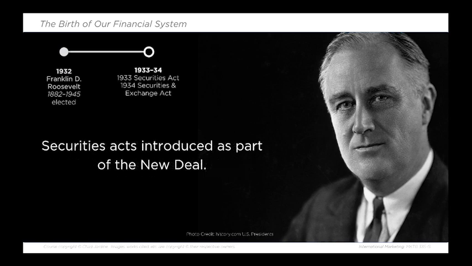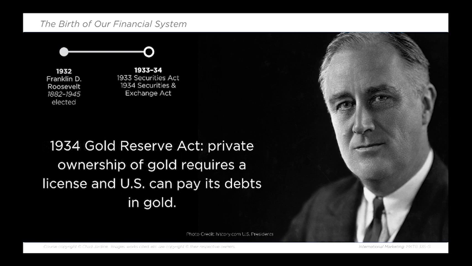Now, in order to restore a little bit of faith in the stock market, two acts are passed, the Securities Act and the Securities and Exchange Act, which creates the SEC. And these are all part of FDR's New Deal. Following the Securities Act, FDR passes the 1934 Gold Reserve Act. This makes it illegal to own gold without a license.